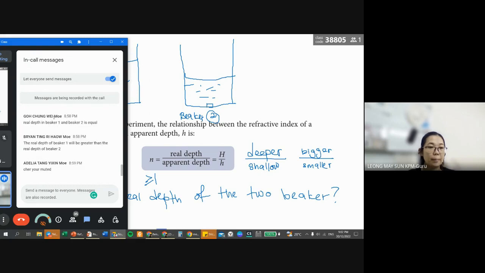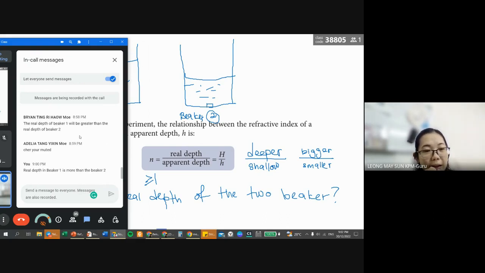Chongwei says real depth in beaker 1 and beaker 2 is equal. Also wrong. Brian says real depth of beaker 1 will be greater than real depth of beaker 2. Brian, why the word will be? Sorry regarding the background noise. Why do you use the word will be? So does it mean that it is not greater right now? Please don't play with English, alright?